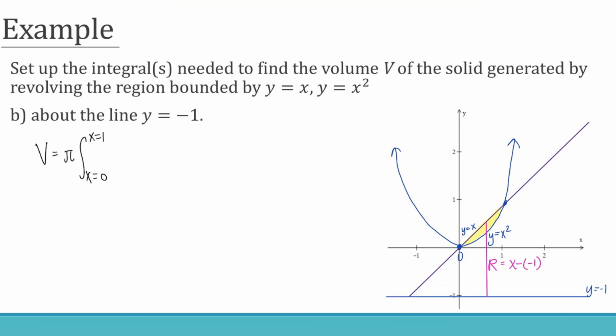And then to find the smaller radius, we start from the axis of rotation. We go to the closer function for the region, and that's going to be x squared. So little r, the little radius that we're going to carve out, is top minus bottom, so we have x squared minus -1 again. So x squared plus 1.